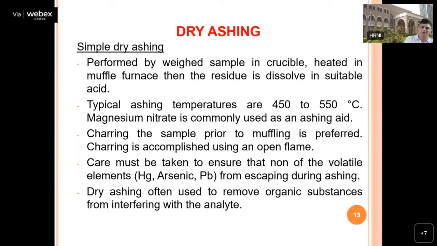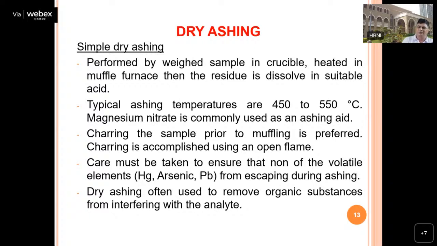Sometimes we use magnesium nitrate because it acts as a catalyst and accelerates the ashing process. Charring the sample prior to ashing is preferred, because a muffle furnace works in a closed atmosphere. Whatever initial burning occurs, where a lot of black fumes come out, can be done in the open, and that's why charring the sample prior to the muffle furnace is preferred. Generally, charring is accomplished using an open flame.